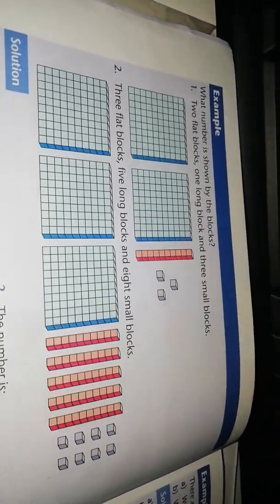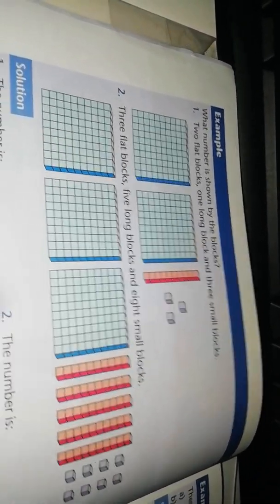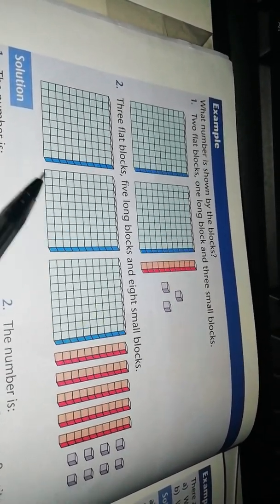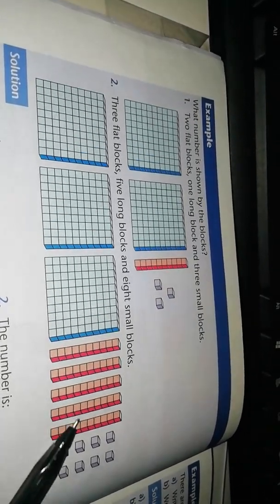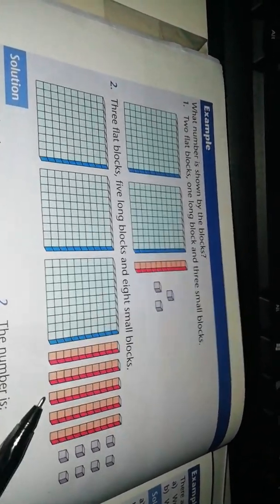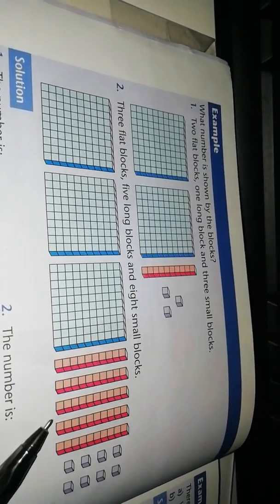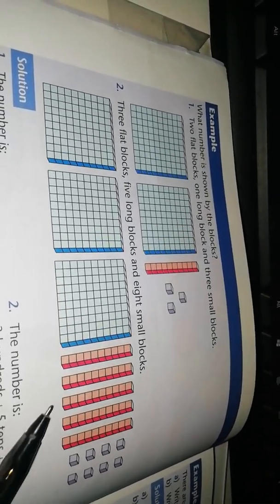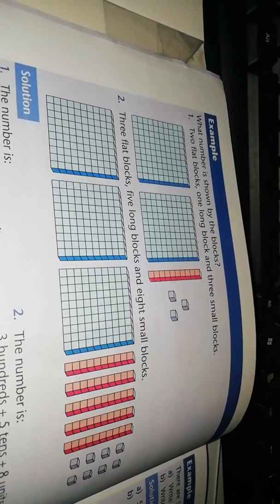Our next example, we've got 3 flat blocks, 5 long blocks, and 8 small blocks. So that's 100 plus 100 plus 100, so that's 300, plus 5 long blocks. So 300 plus 10 plus 10 plus 10 plus 10 plus 10. 350 plus 8, 358. So that is how I expect you to do today's exercise.